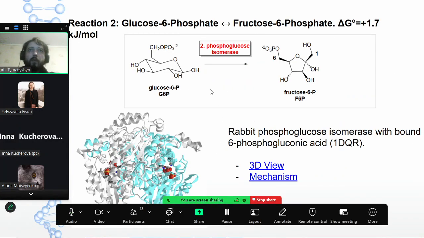Good. Second step, glucose 6-phosphate to fructose 6-phosphate. You see the delta G is a little bit positive. Basically, if you see delta G, so difference in Gibbs free energy, well, from -3 to +3, you basically can count that as 0. So it means that everything is in some sort of equilibrium and the reaction goes one way, another way, as it pleases.